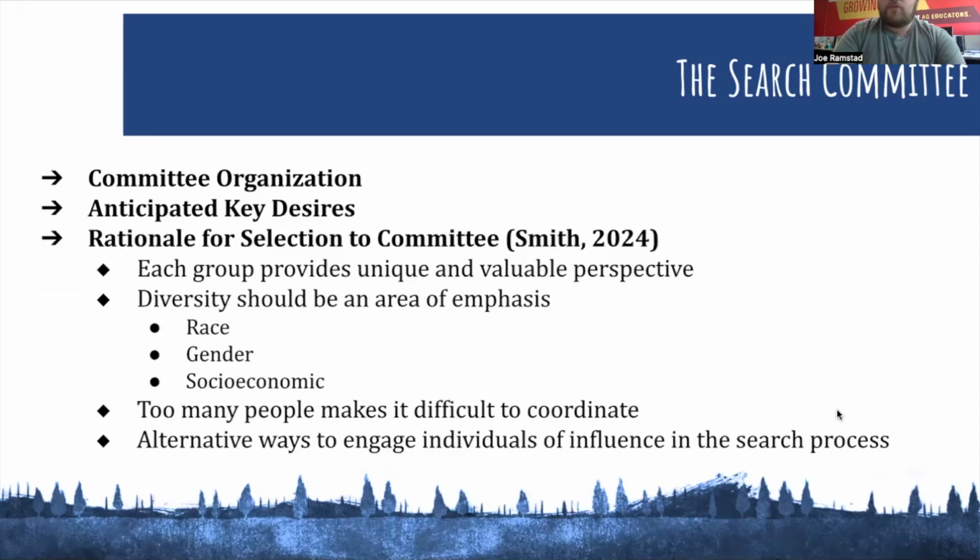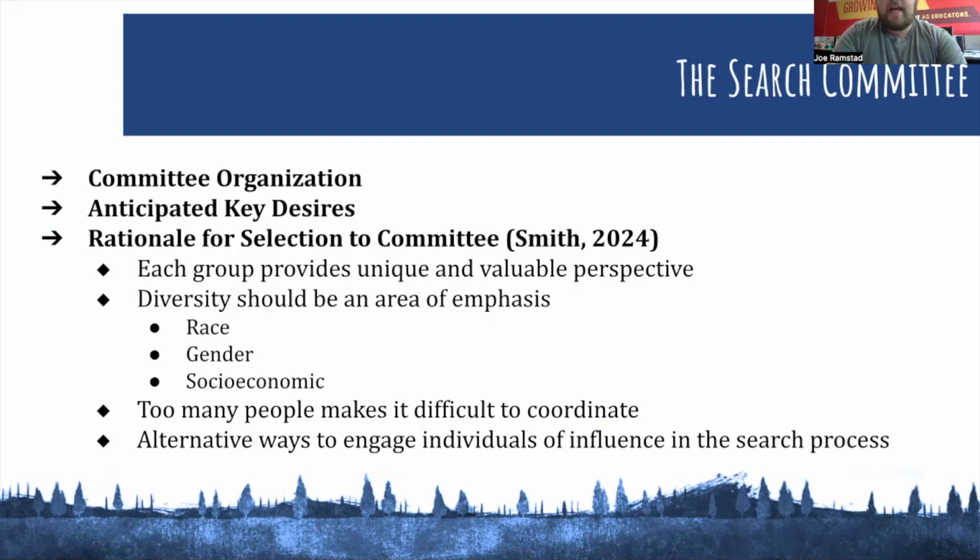So why are these individuals on the committee? Each of these groups of individuals provide unique and valuable perspectives. And in talking through this proposal with Dr. Amy Smith, we do recognize that diversity should be a key area of emphasis, including race, gender, and socioeconomic. We recognize that diversity has been a challenge within our college, so we want to ensure that we have diversity within our own search committee so that our leader that is going to be interviewing for this position recognizes that and recognizes the need for diversity within our college.